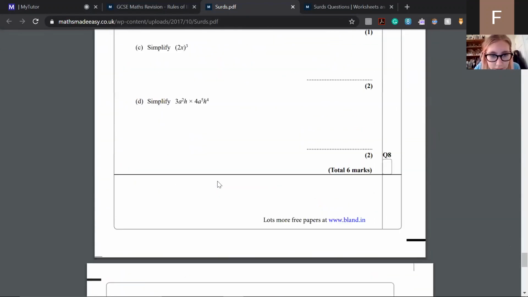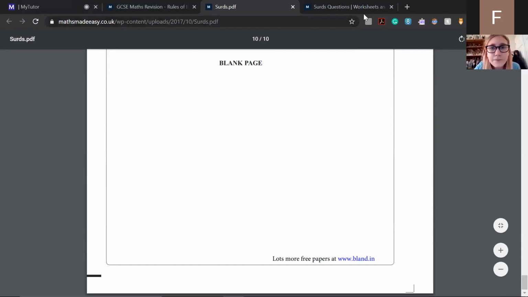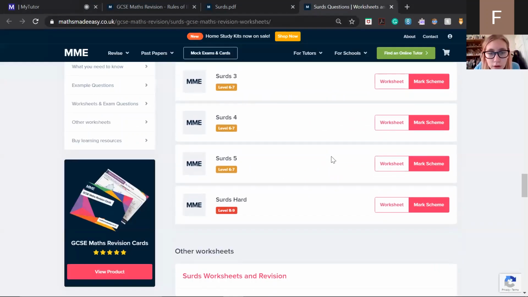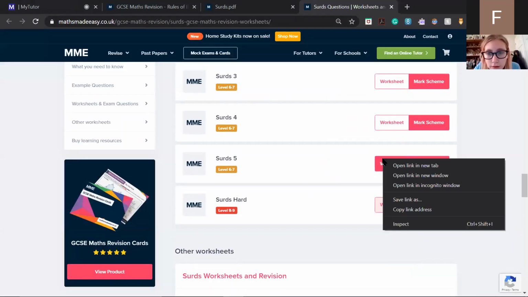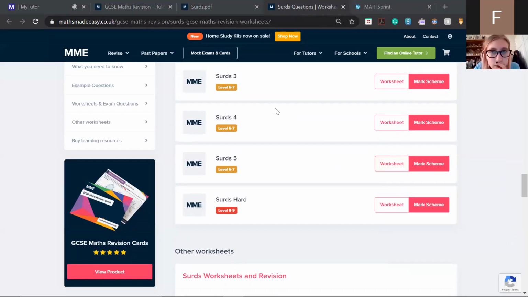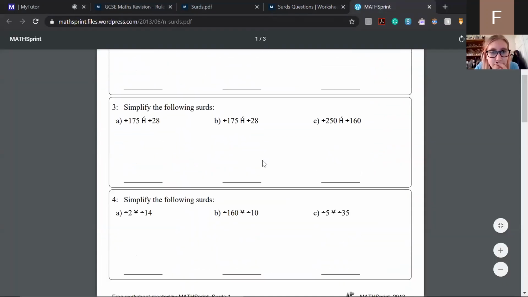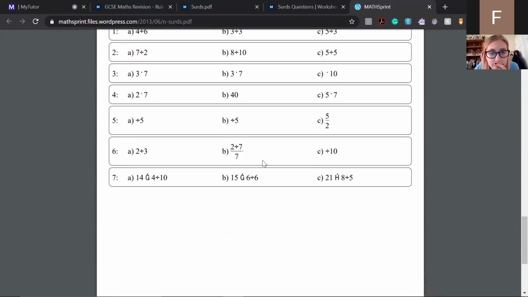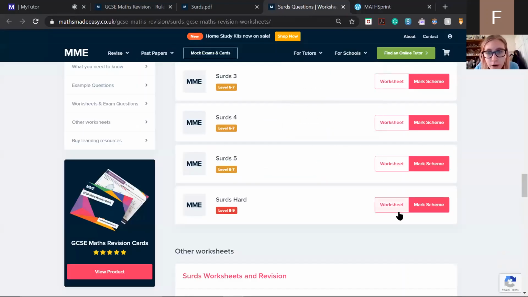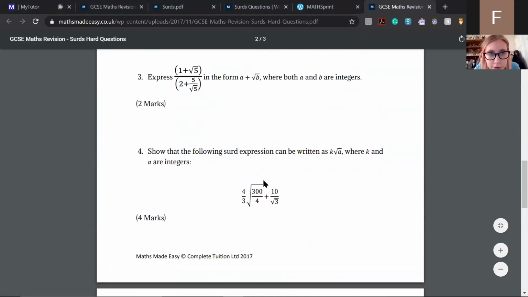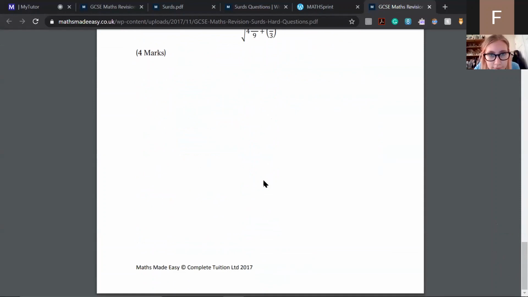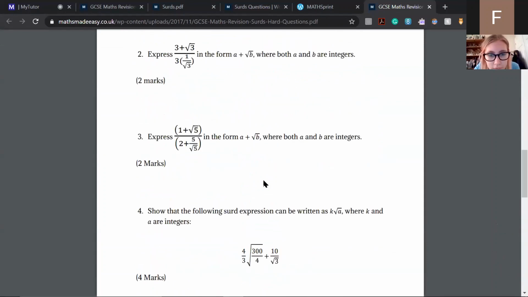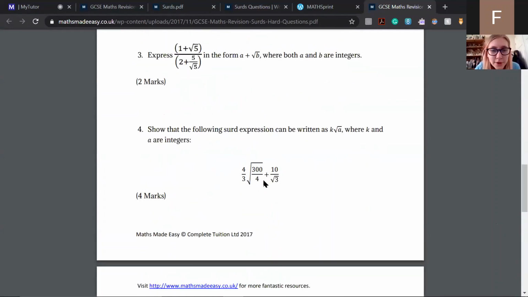Oh, I don't think this is what I want. It's the kind of questions where you have to simplify things. Once we've rationalized the denominator, it becomes a lot easier to work with, basically. If there isn't one on here, I will try to come up with a question, but it might go wrong. So, okay. Okay, I'm going to go over this one.